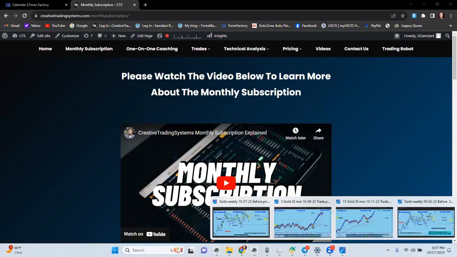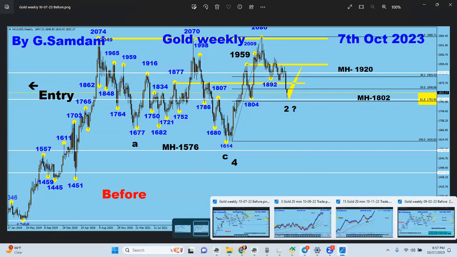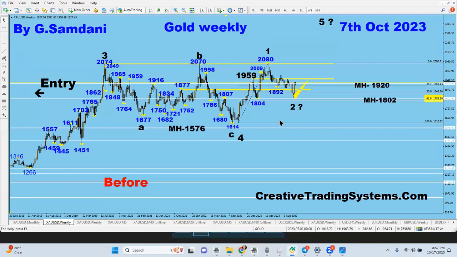Okay. So this is the current gold chart. Once again, we are just above 1920, trying to bounce. Next target is 1959. All right.